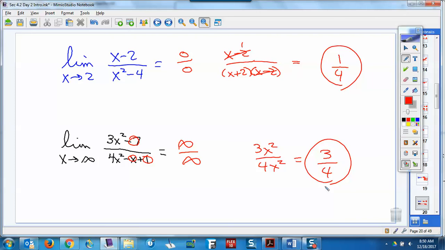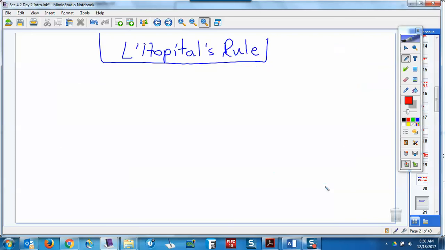Okay, now we're going to look at an alternate way to do those. And this is called L'Hopital's rule. Okay, L'Hopital's rule, let's see, is listed in your book on page 229. Now I'm going to write it a little different than what they have. But basically, L'Hopital's rule says this.